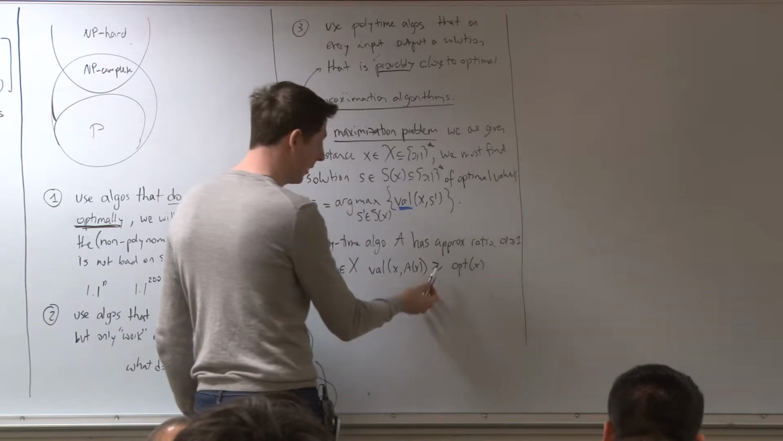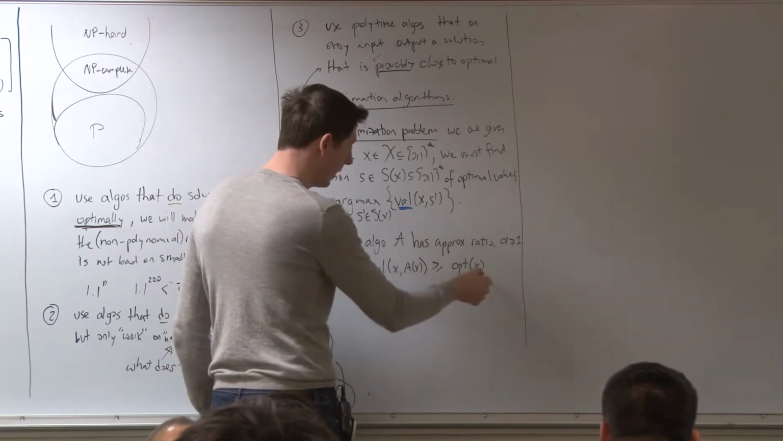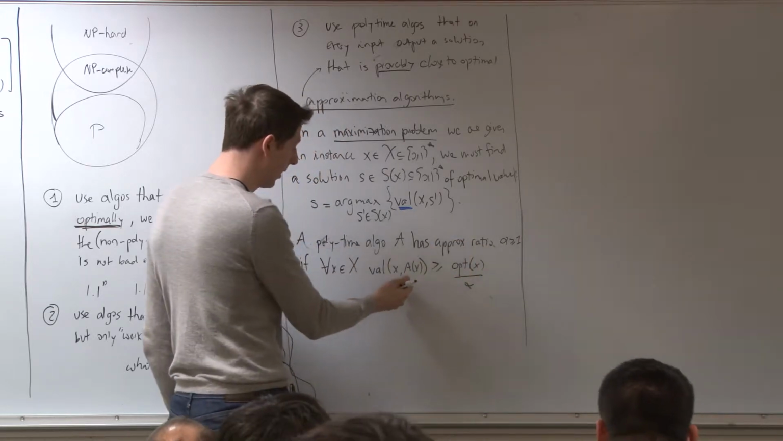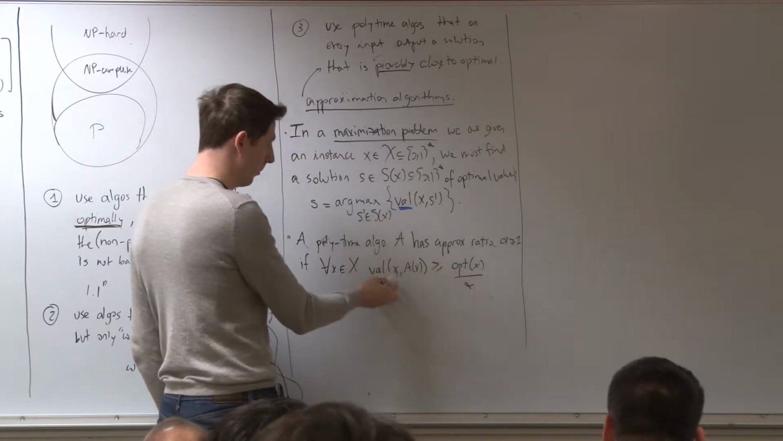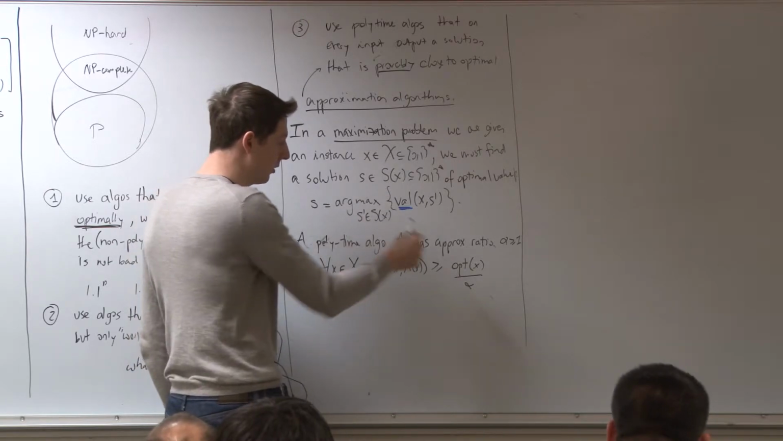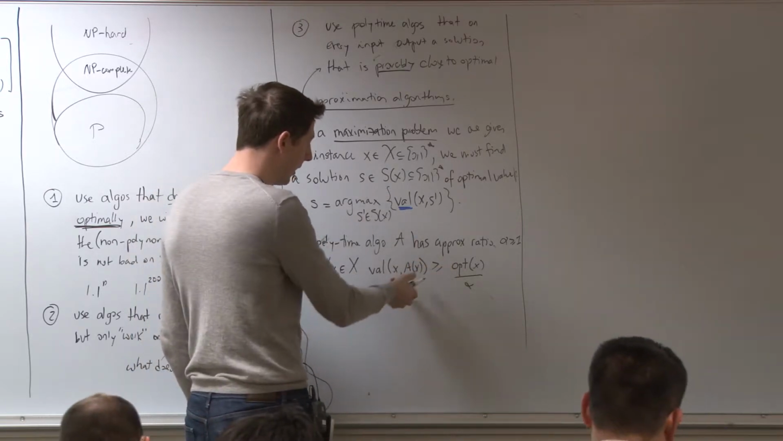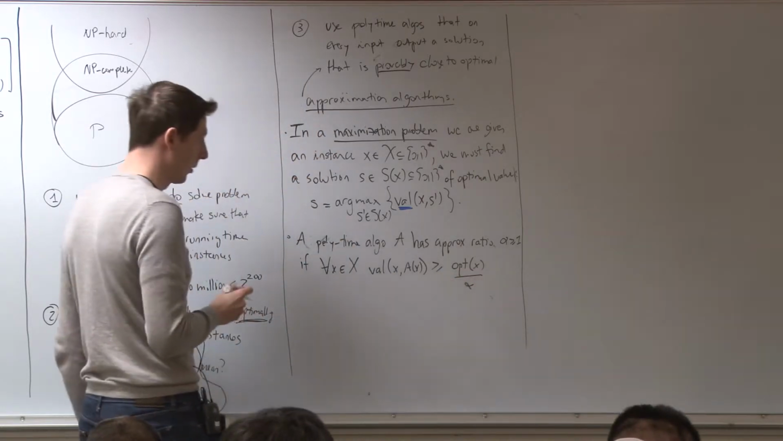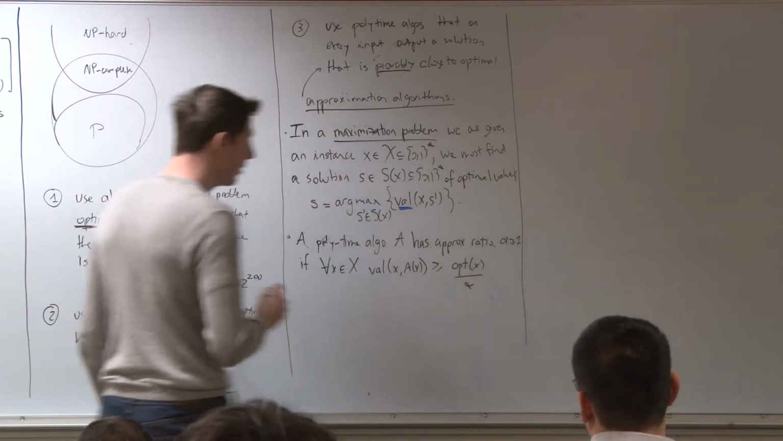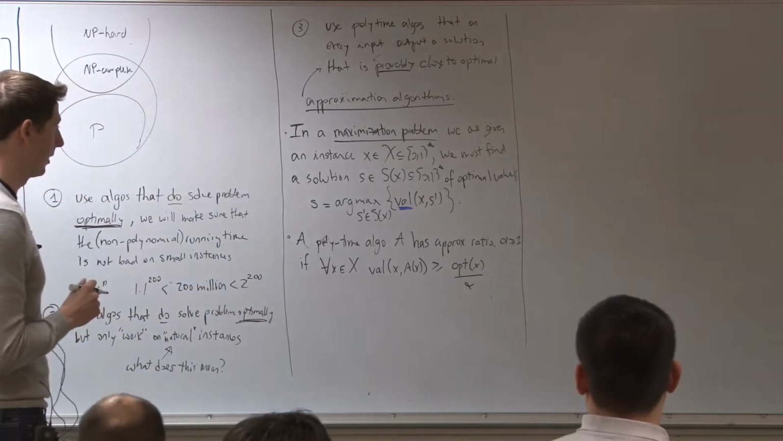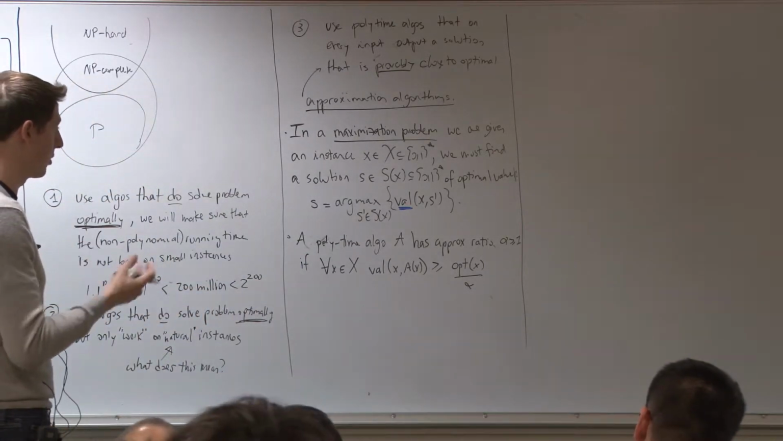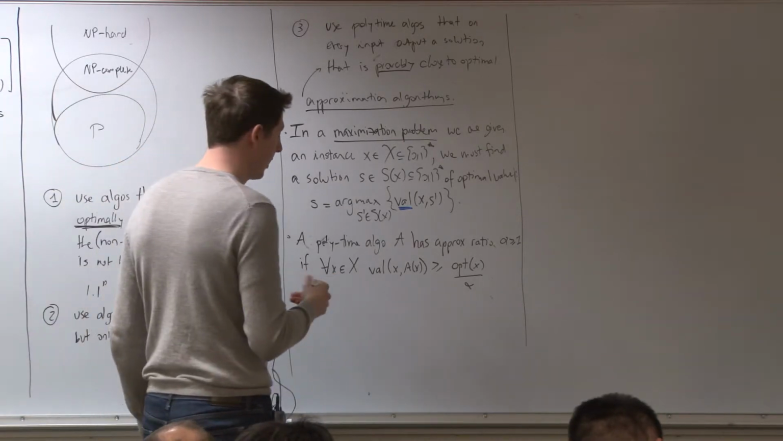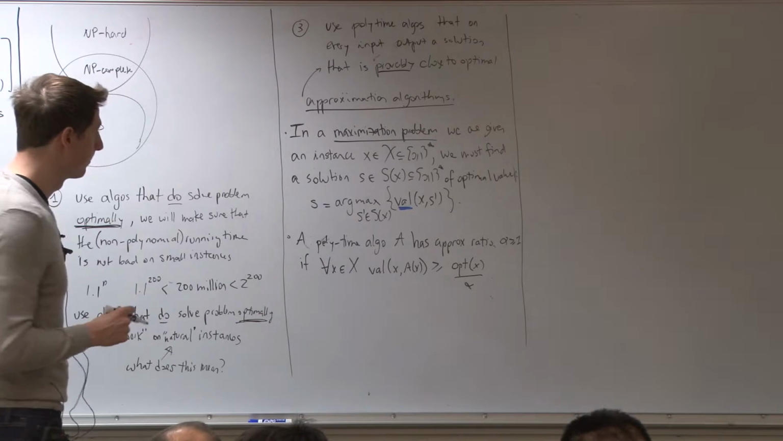Yeah, great. So this should be at least opt over alpha, rather than times alpha, because alpha is at least 1. I'm trying to push up the value of my answers, and I can't go above the optimum, but the guarantee is that I won't go below the optimum over alpha. So this is the notion of an approximation algorithm whose approximation ratio, sometimes called performance ratio, is alpha.